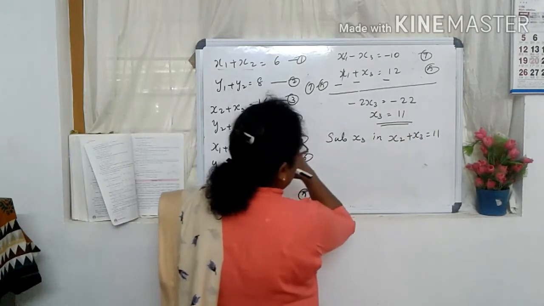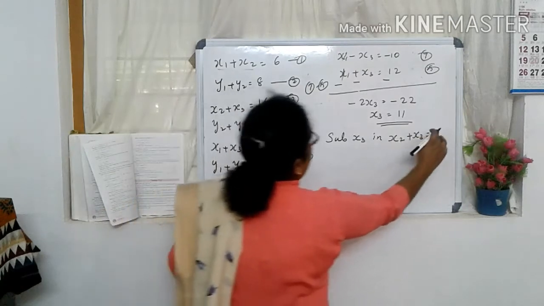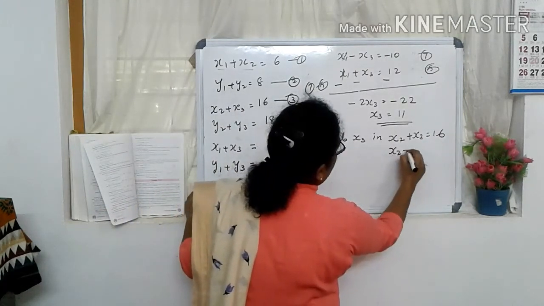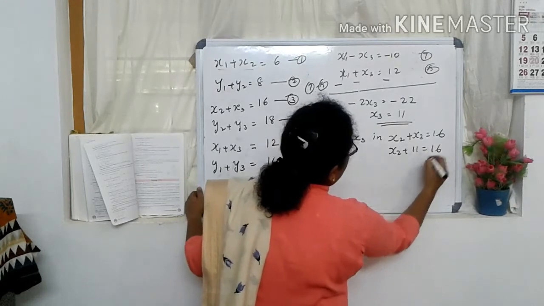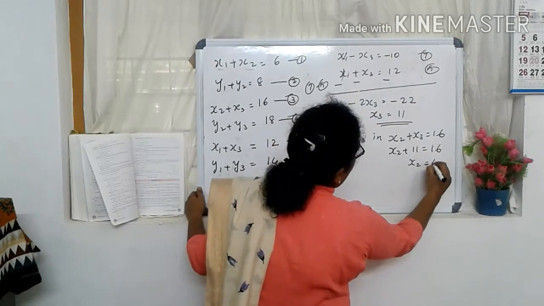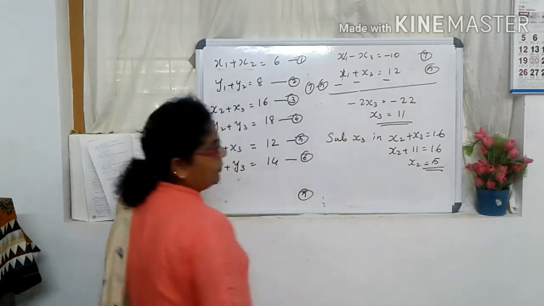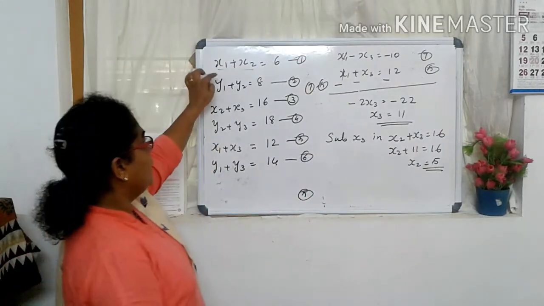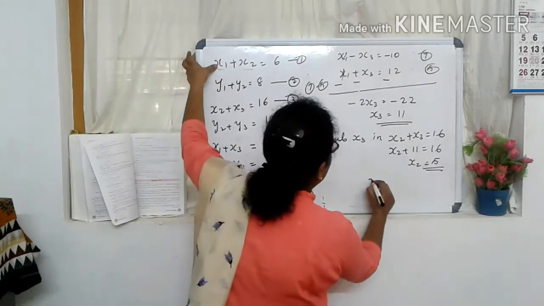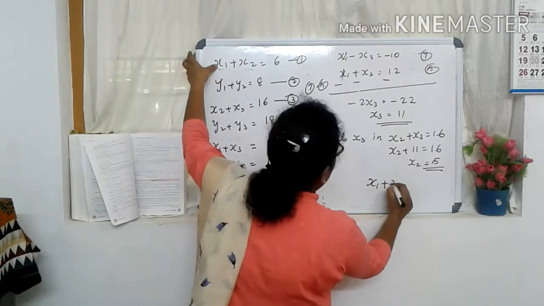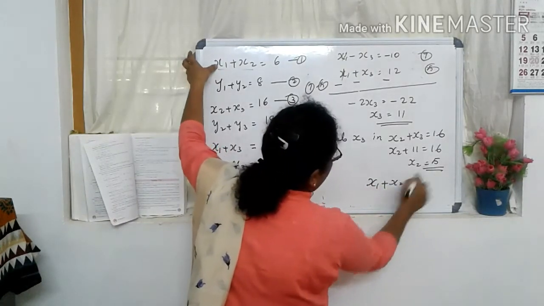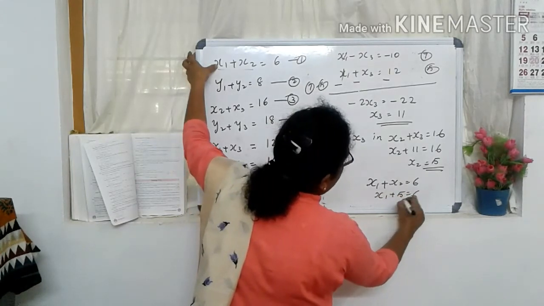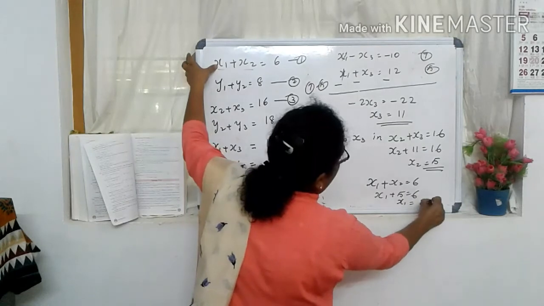So in 3: x2 plus x3 equal to 16. Therefore x2 plus 11 equal to 16, so x2 is equal to 5. Similarly, by substituting x2 in equation number 1, we can find out the value of x1. That is x1 plus x2 equal to 6. Substituting x2 equal to 5, we get x1 plus 5 equal to 6. Therefore, x1 equal to 1.